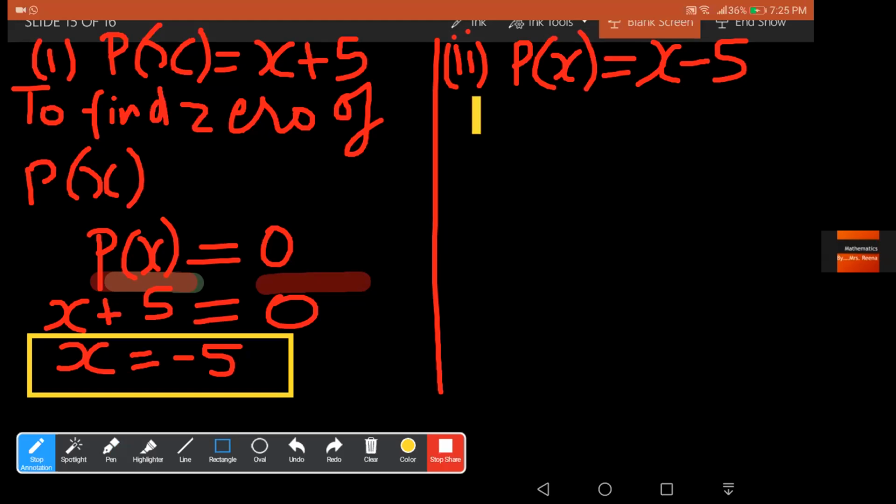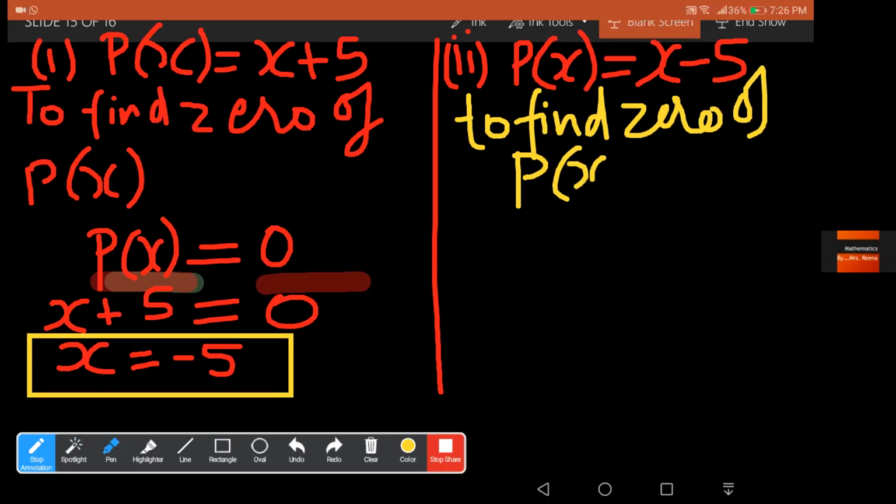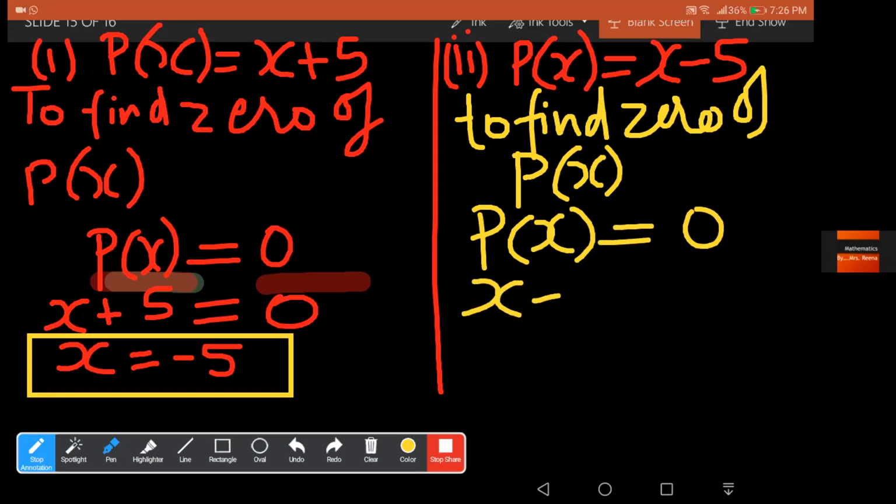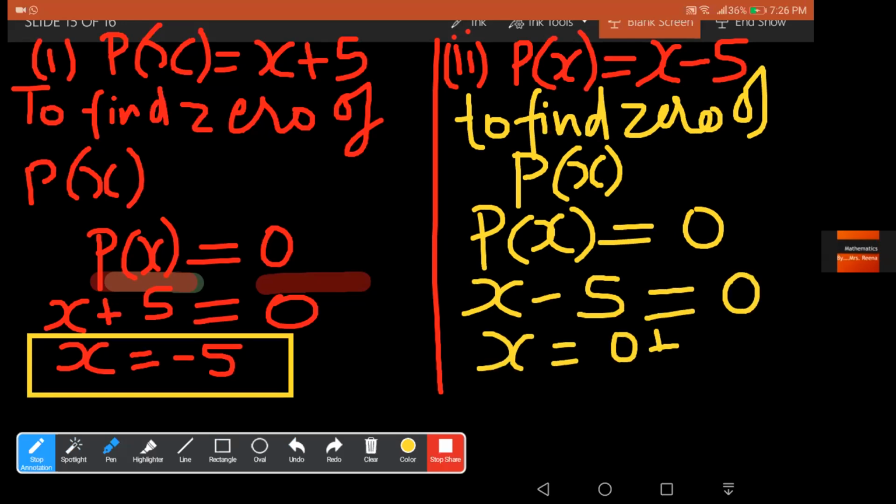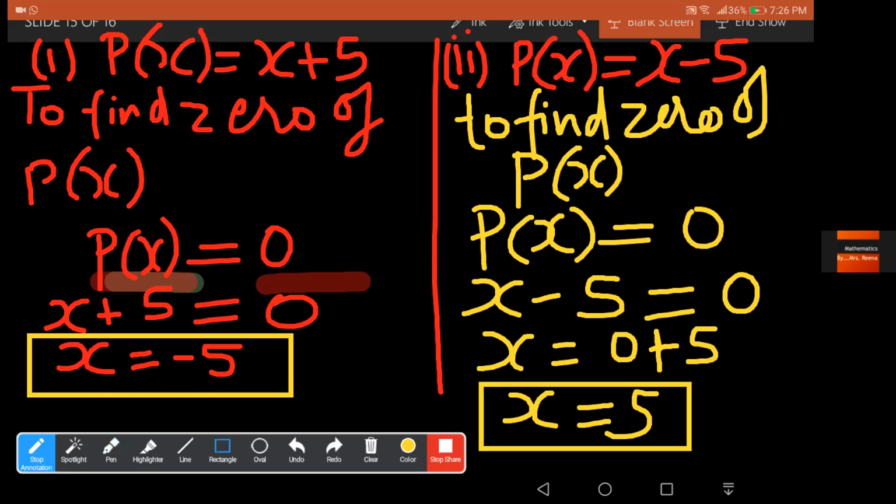Same here. To find the zero of P(x), what I will do, I will put P(x) equal to 0. Then what is the value of P(x)? x - 5. x - 5 will be equal to 0, so x will be 0 plus 5, and 0 plus 5 will always be equal to 5. So yes, I can say that x = 5 is the solution for the second part.